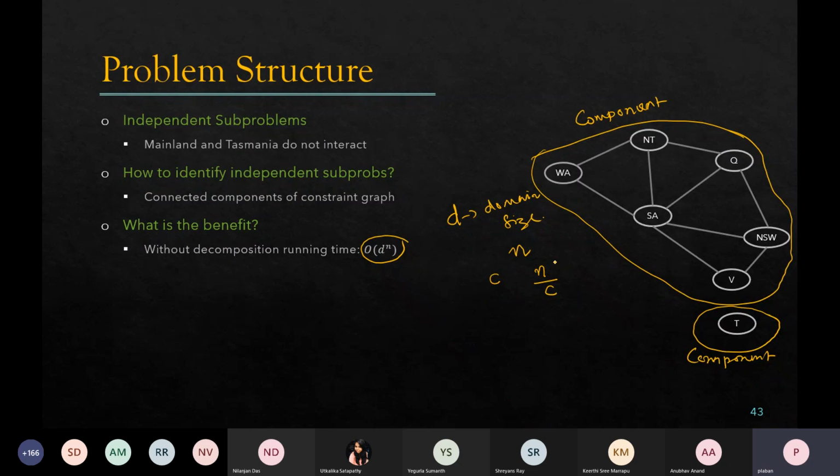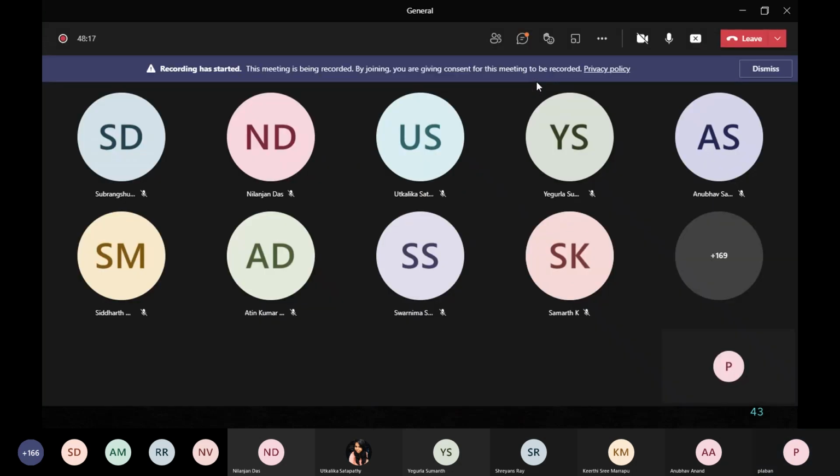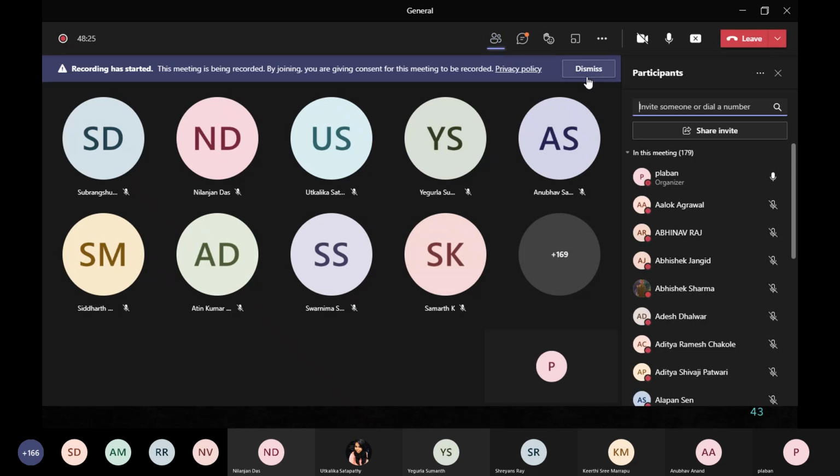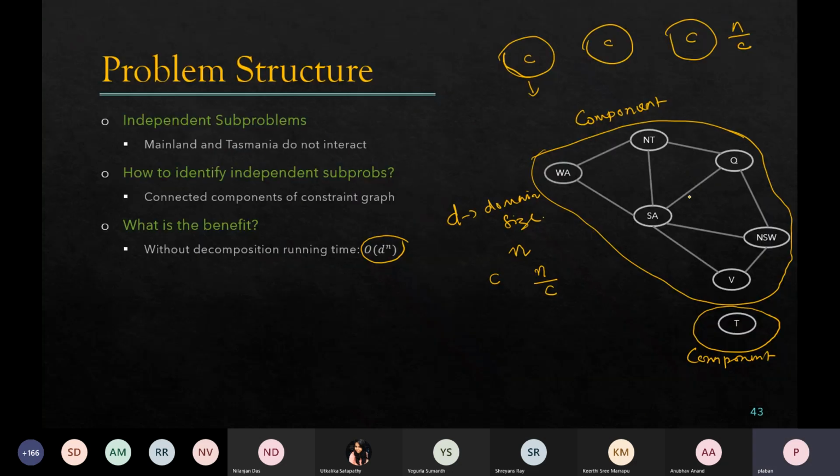Can anybody tell me? We have divided the graph into multiple components, and each component has c variables, right? That's why we have n by c components. So can you tell me what is the running time for each of these components? Alapan, can you tell me what would be the answer?